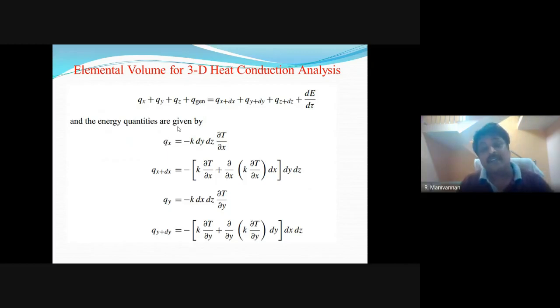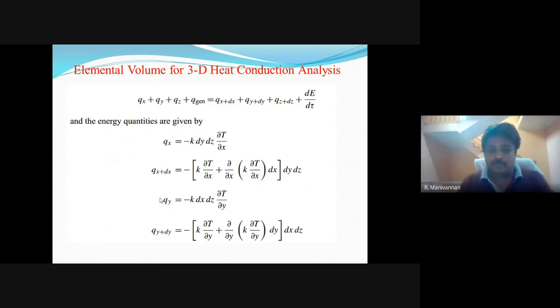Now the rate of energy conducted out in the x direction, that is q suffix x plus dx, is equal to minus, within bracket, k into ∂T/∂x plus ∂/∂x of k into ∂T/∂x into dx, closing the bracket, into dy into dz. This dy into dz is nothing but the area. This is obtained by using the Taylor series expansion and considering only the first two terms, like the one we have seen earlier for the 1D case.